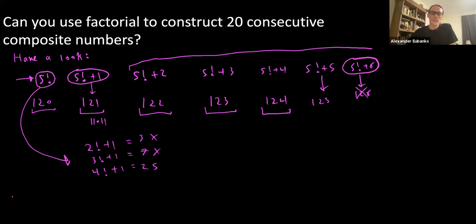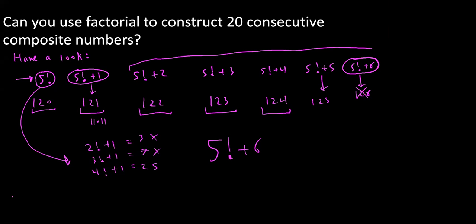So let's write that out explicitly. Let me do it down here. If you look at 5 factorial plus 6, by the way, who is talking right now? Because I can't tell. Amal. Amal? Okay, cool beans.